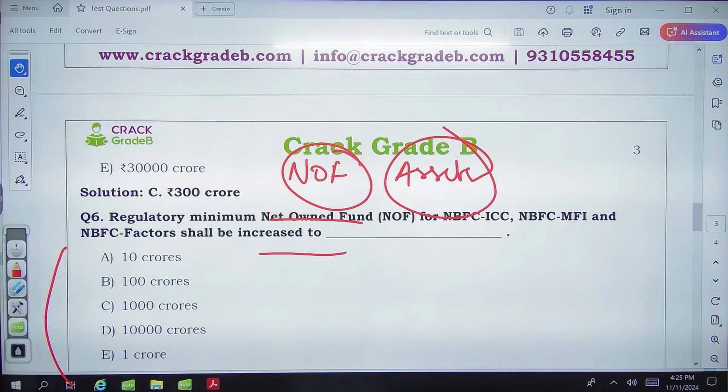1000 crore के नीचे है, non-deposit taking है, then it will be in the base layer. And if it is more than 1000 crores, even if it is non-deposit, then it will be in the middle layer. Sorry, yes, middle layer.